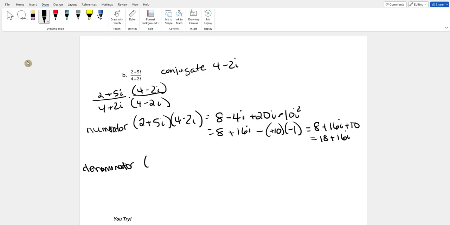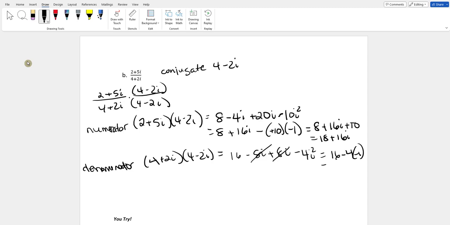Now let's do our denominator. When we do our denominator, our i should disappear. We get 16 minus 8i plus 8i minus 4i squared. Negative 8i plus 8i disappears. That gives me 16 minus 4 times negative 1. A negative in front of a negative would be a positive, so we get 20 in our denominator.